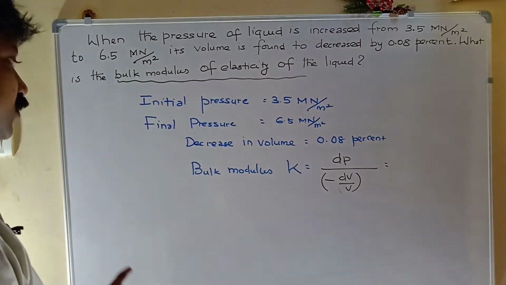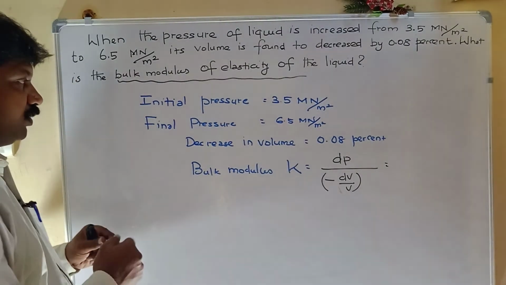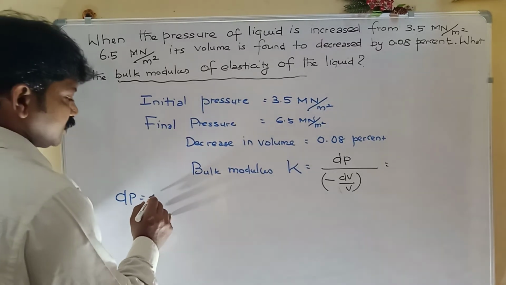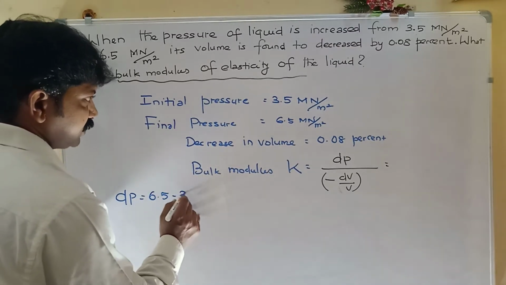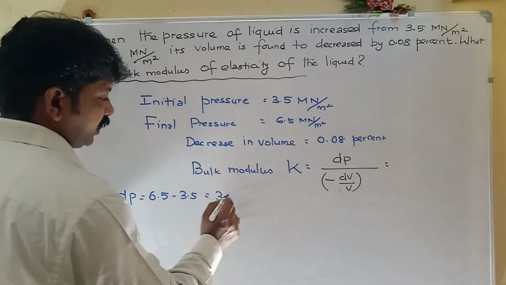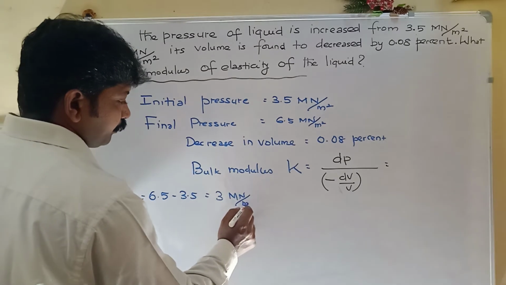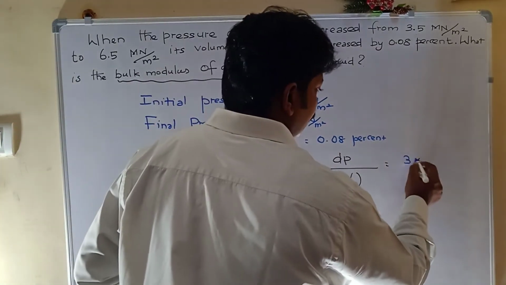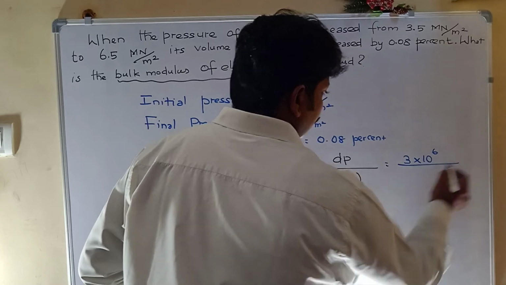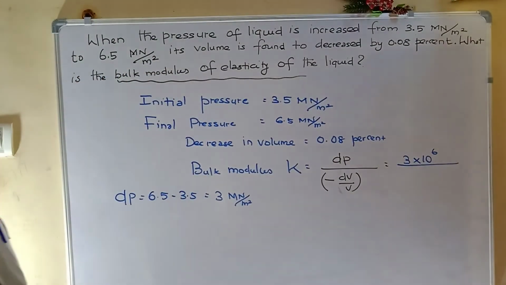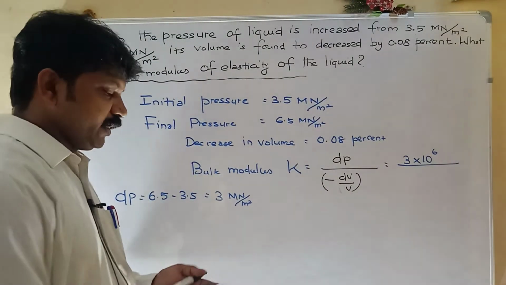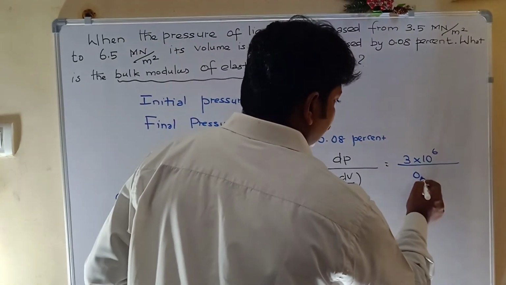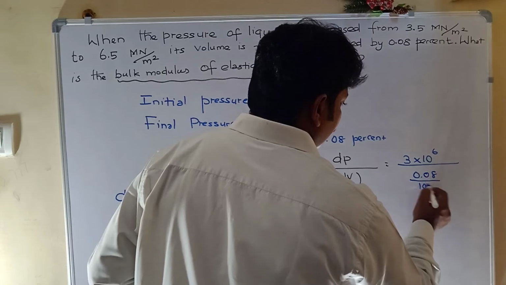dP equals final pressure minus initial pressure, 6.5 minus 3.5, so equals 3 meganewton per meter square. So 3 into 10 to the power 6, divided by dV by V. The decrease in volume is 0.08%, so 0.08 divided by 100.